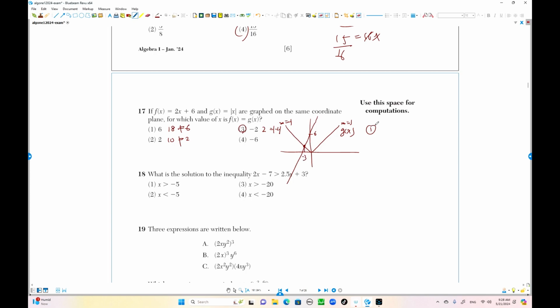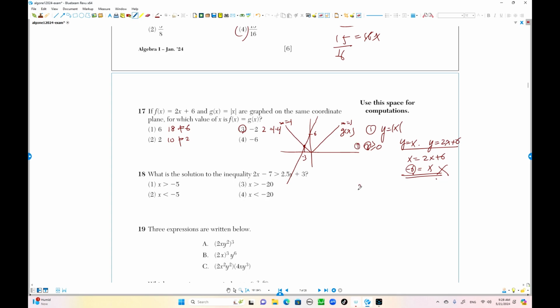Or you can use algebra, a really difficult way. So y equals absolute value of x. When x is positive, then y equals x. Okay, you can solve this. Y equals x and y equals 2x plus 6. So x equals 2x plus 6, and x equals negative 6. Okay, but it should be positive. This number is negative. That's not working.